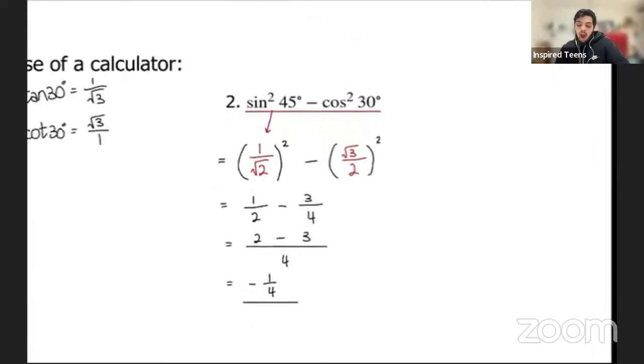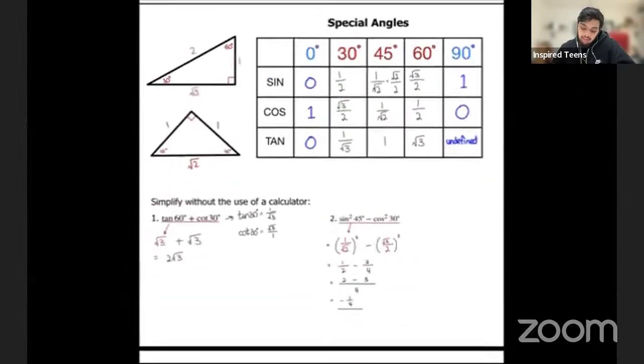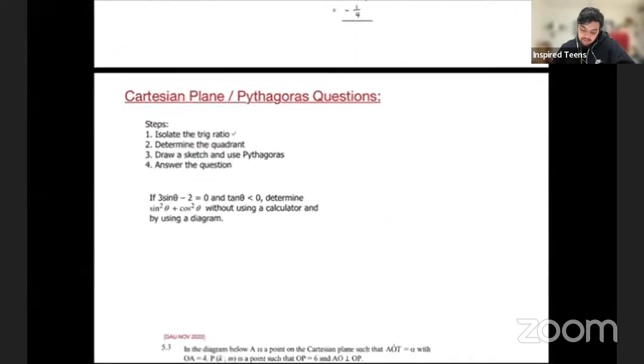Hope that makes sense. That's simple, right? Without the calculator, you're basically just substituting in your values for your special angles and then finding the answer. So let's move on.